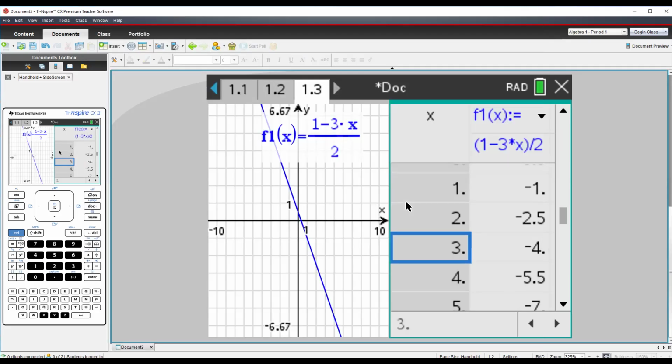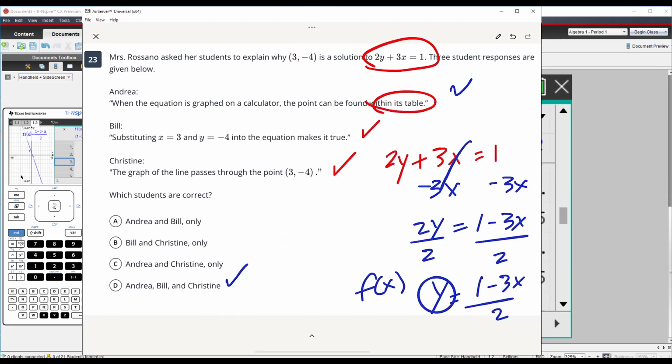So they were all correct. The answer for this one is D. All three were correct. I'm hoping that you see you can graph this as a relation, you can do the algebra and get y by itself and graph it as a function, or you could just store the point that they gave you and see if the equation is a true statement. Any one of those ways will work. So I'm going to stop this and I'm going to post it.